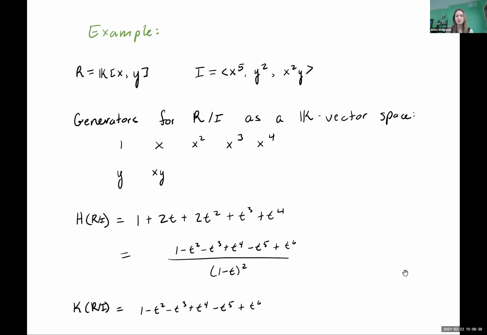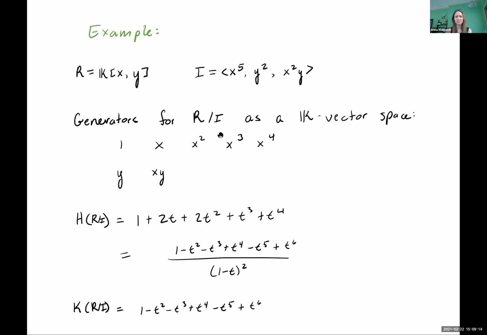So again, let's take a look at a concrete example, returning to our ideal from before. When you think about R mod I, you want to think about the monomials that don't get killed off when you take this quotient. So for instance, 1 is still fine, x is good, all the way up to x to the 4th, but x to the 5th gets killed off when we quotient out by I. And then we can have y, we can have x times y, but this x squared y is going to kill off anything beyond here. And then when we start getting powers of y squared, those vanish.